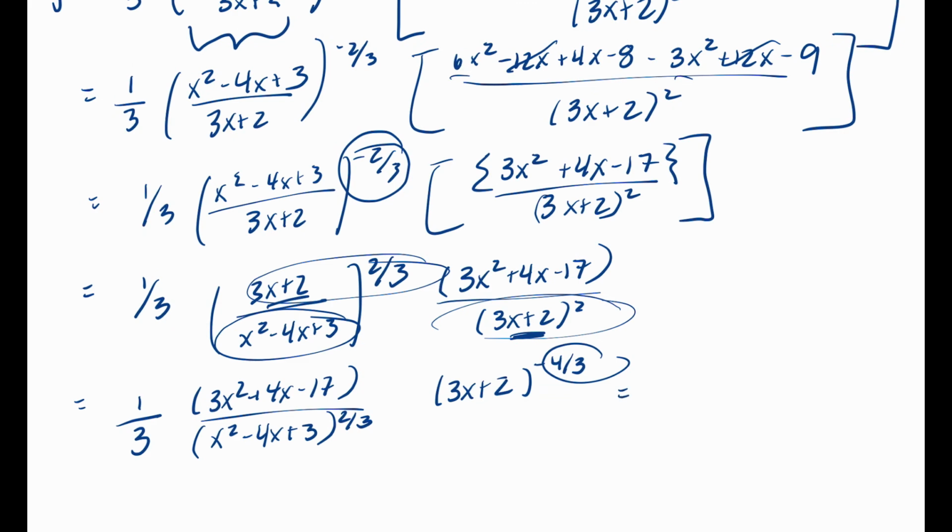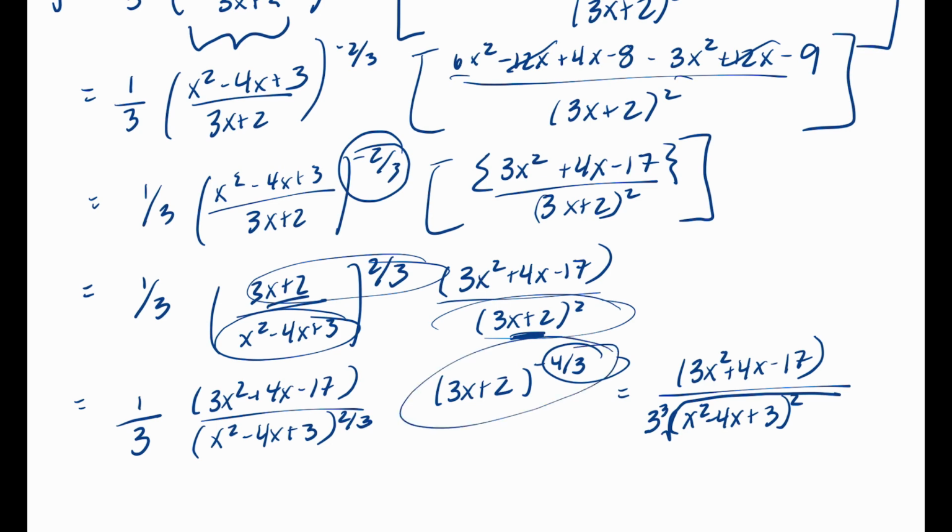And I'll get, on my top, I have 3x squared plus 4x minus 17. On my bottom, I have 3 times x squared minus 4x plus 3 to the 2 over 3. So I can rewrite that back to the cube root of that squared. And then I can deal with this, which would be the cube root, running out of space, of 3x plus 2 to the power of 4. So see, I moved it down to my denominator and just skipped a few steps. And that's my solution.